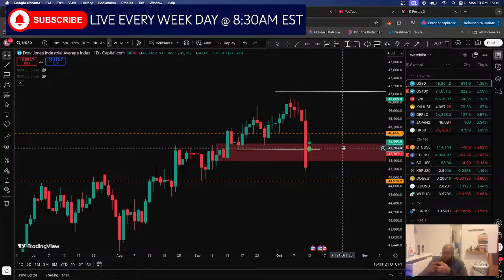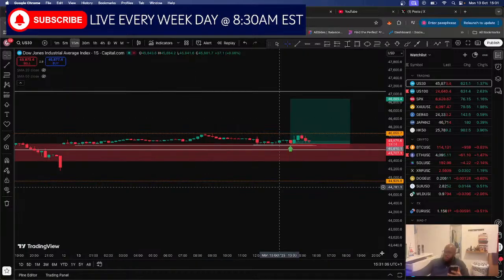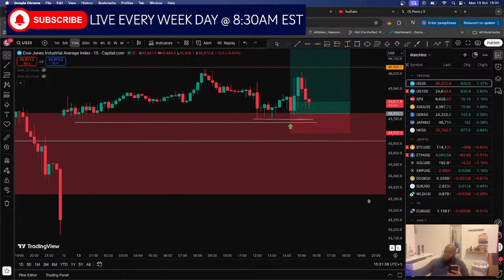I'm gonna move my stop back to where my stop was originally for two reasons. The first reason is there's a chance we might hold this order block, so I don't actually need to take the risk off the table. We could hold this 15-minute order block.